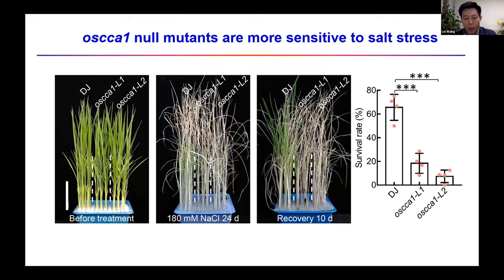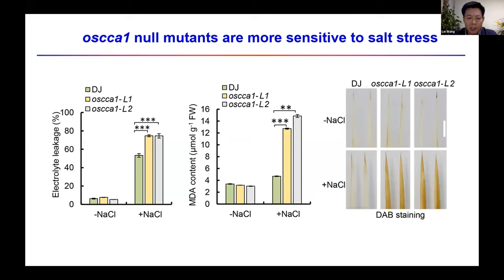As you can see here, we treated the plants with 180 millimolar sodium chloride for 24 days, followed by 10 days of recovery. Wild type can recover very well, but both alleles cannot recover that much. This survival rate clearly shows the CCA1 null mutants are more sensitive to salt stress, indicating CCA1 is a positive regulator for salt stress. Consistently, we found the ion leakage and MDA content in the CCA1 mutants are higher than wild type, consistent with being more sensitive to salt stress.